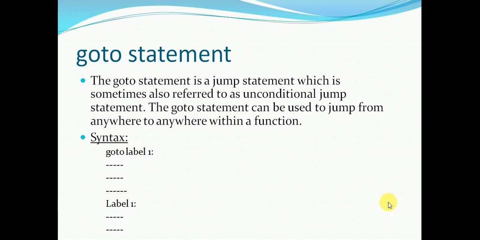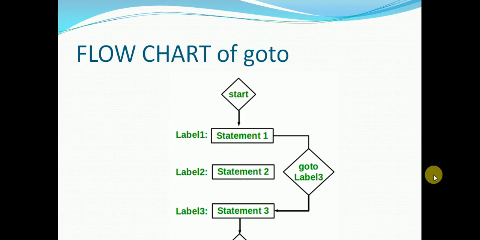Now we'll see the programs related to goto, continue and break. So this is a flow chart of the goto. It starts the program execution. Now label 1, statement 1. Now this statement is executing. Now I am saying goto label 3. If I say goto label 3, control will not enter into label 2. It goes directly to label 3. Then it will stop the process.